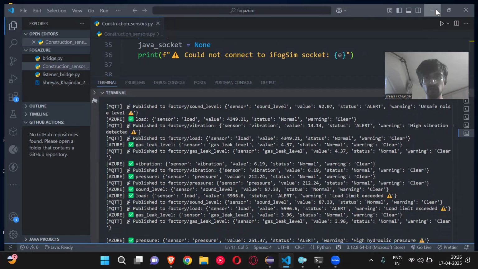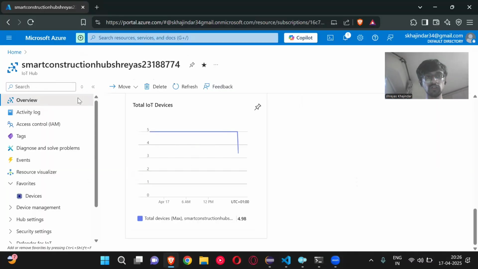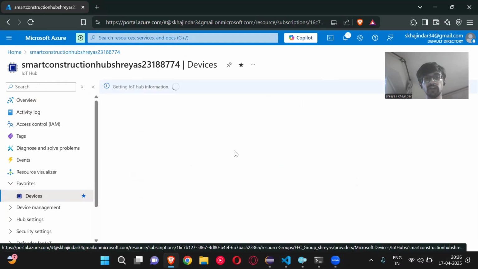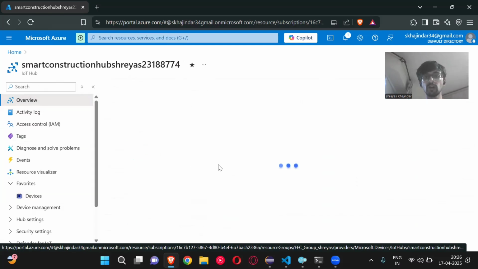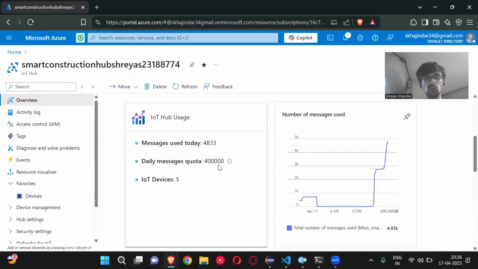For the Azure part, I have created five different devices in the IoT hub: gas leak, vibration sensor, load sensor, sound level, and pressure sensor. These are the five devices I have created in the IoT hub, and this is the overview of the IoT hub. It includes the daily messages quota given by Microsoft Azure, and my five IoT hub devices.